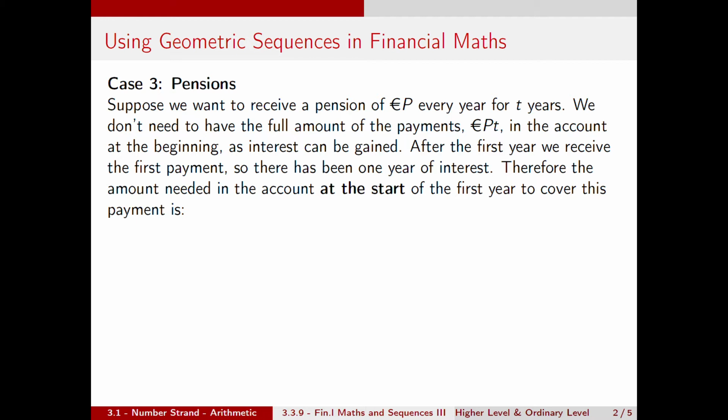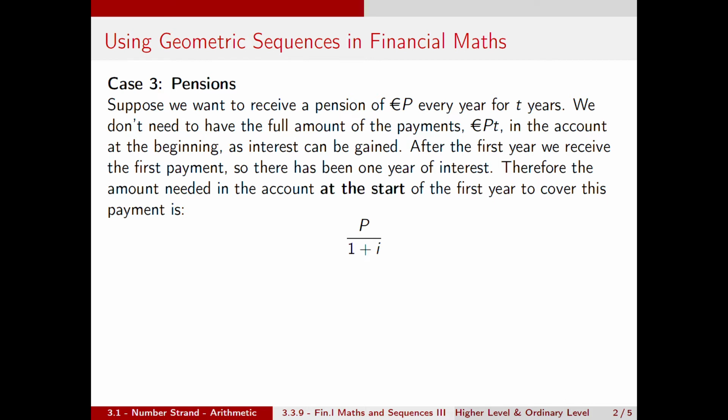So after the first year, we receive the first payment, so there has been 1 year of interest. Therefore, the amount needed in the account at the start of the first year to cover this payment is P all over 1 plus I.